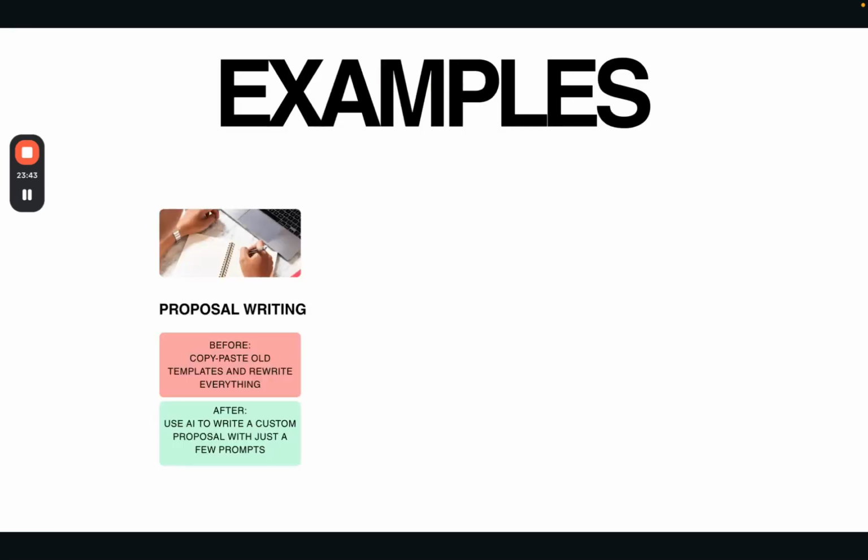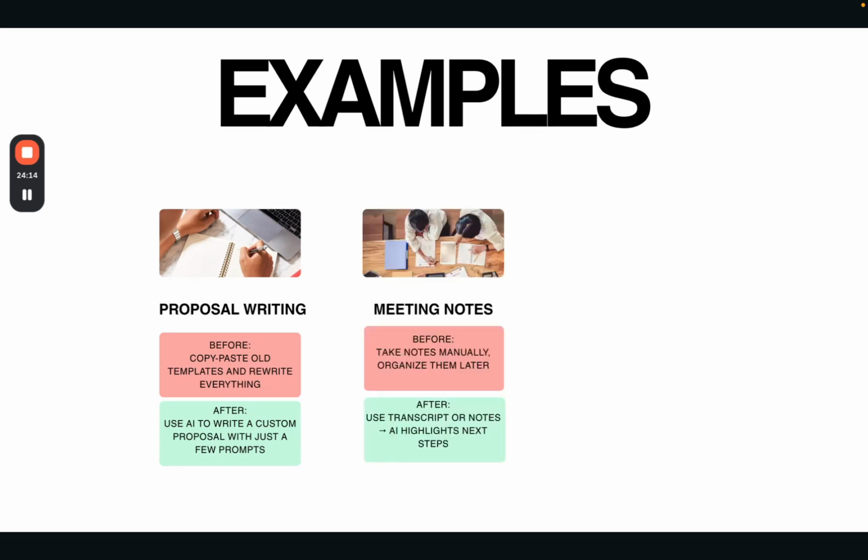So you can use it for writing proposals. Before, people had to copy and paste old templates and rewrite everything. But right now, if you're using Notion AI, you can write a custom proposal with just a few prompts, literally just like ChatGPT. So you don't have to reinvent the wheel and then build everything from scratch, which is a plus. It's quite useful for keeping meeting notes.